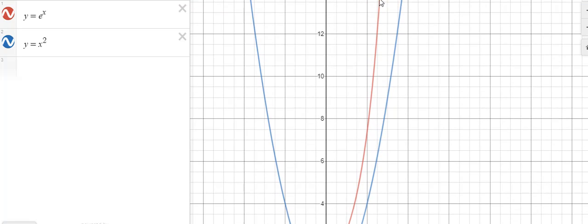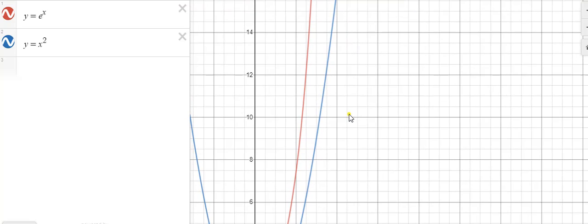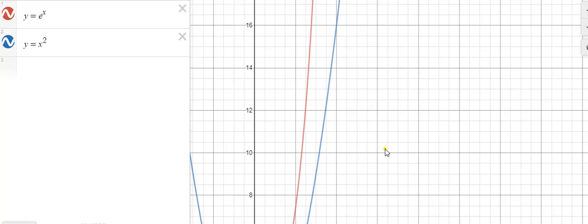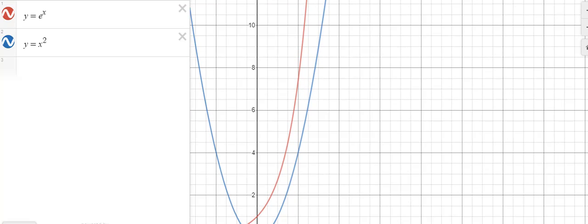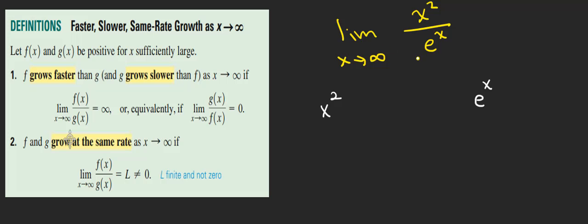It looks like e to the x, because with the same x value, e to the x has a higher y value. Notice, no matter what x value you have, by the way, as x goes to infinity means as x gets bigger, it doesn't matter how it behaves in the beginning, but as x gets bigger, which one will eventually have higher y value? It's going to be e to the x. So e to the x grows faster than x squared. Since e to the x grows faster than x squared, this will end up equal to 0 because the bottom grows faster than the top.